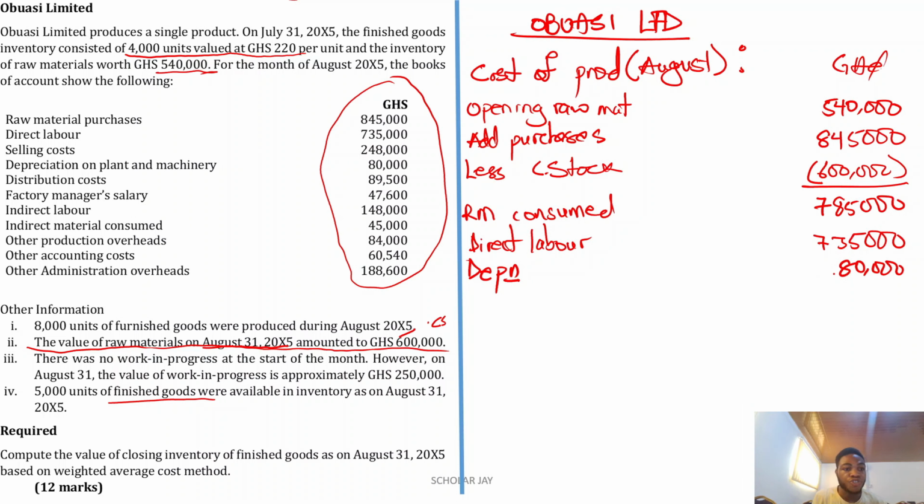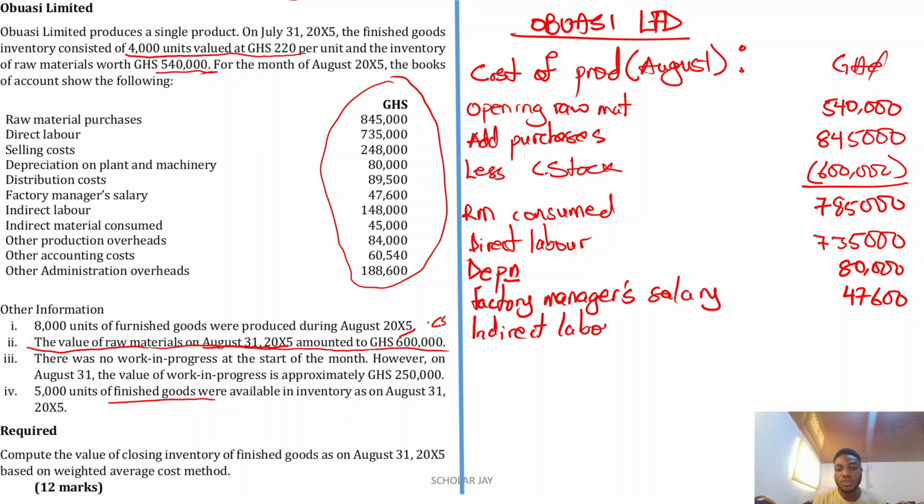Are you following? Distribution cost. Do you think distribution cost will come in? No. Distribution cost is associated with selling, is that not it? And we are not talking about selling. We are looking at the cost of production. We are looking at factory. So factory manager salary. Yes, you have to add it. How much is it? That is 47,600.